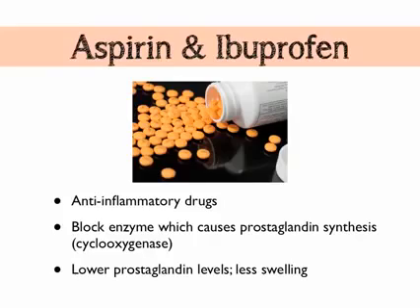Now, because of the effect on blood pressure that some prostaglandins have, the fact that they increase blood pressure, this is the reason why aspirin can be used to lower blood pressure. So aspirin blocks the enzyme which causes prostaglandin synthesis, therefore we have less prostaglandin levels, therefore we have less blood pressure.